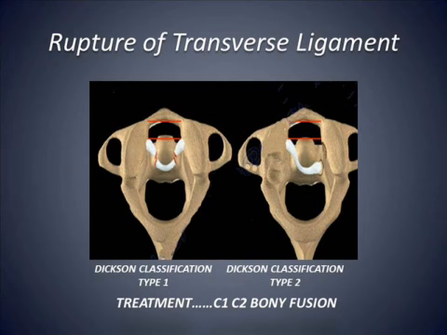Here we have some diagrams signifying the rupture of the transverse ligament, and we have two types, classified by the name Dickman, type 1 and type 2. Type 1 is a full section torn out, and as we can see on the right, in type 2 there is a bony avulsion. Treatment of this is a C1, C2 bony fusion.